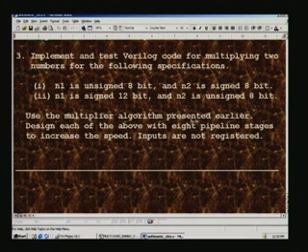Use the multiplier algorithm presented earlier. Design each of the above with 8 pipeline stages to increase the speed. Inputs are not registered, as in the case we have seen. So you see that there are once again 8 pipeline registers here, and take care of this. This is exactly the same as the multiplier presented in this lecture.